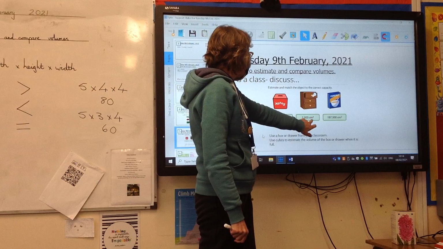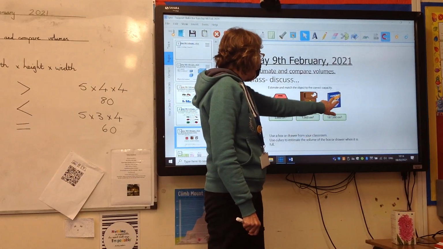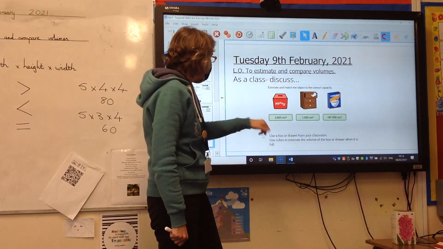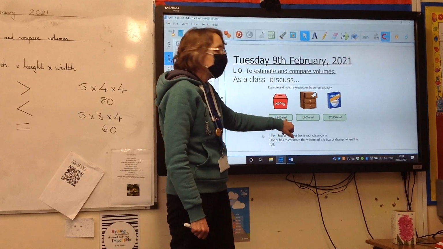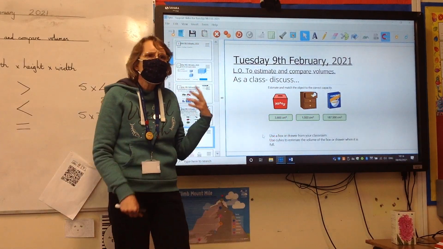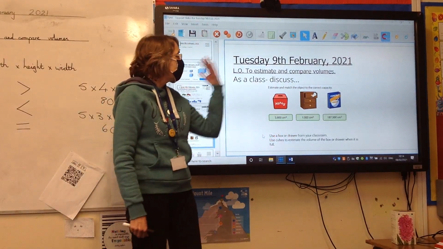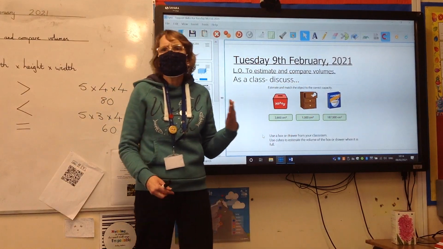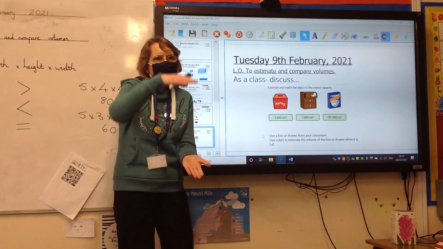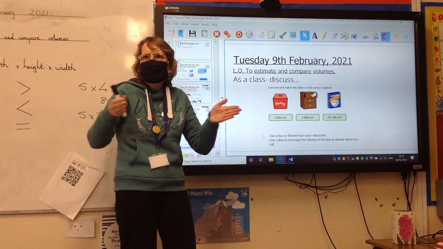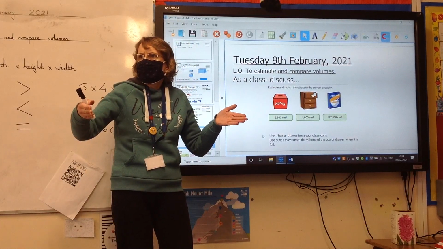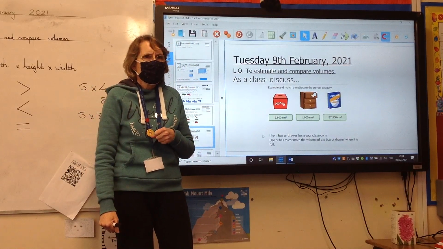So, it depends on what you think. The 1,000 centimetres cubed would either be the cereal box or the money box, and the other one will be the 3,600. Just depends on what you think. But have a think about it. The whole point of this is to discuss and think to yourself, does the difference in height make up for the difference in width? How much would we fit in? Okay?